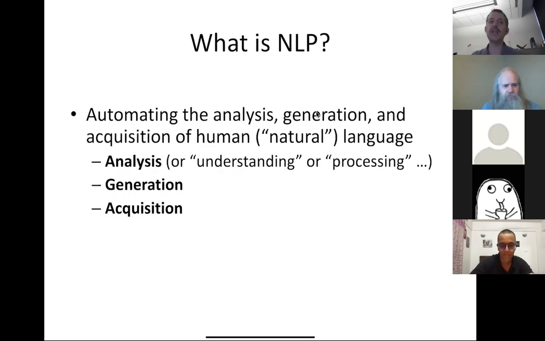So what is NLP? You must have some idea of what NLP is, or you wouldn't have signed up for this course. But this is what we say NLP is: automating the analysis, the generation, and the acquisition of human, that is to say, natural language. So there are three parts to this. There's analysis, which is the understanding or processing part of NLP. There's generation, which is making natural language, given some kind of representation of what it's supposed to mean or do. And then there's acquisition.